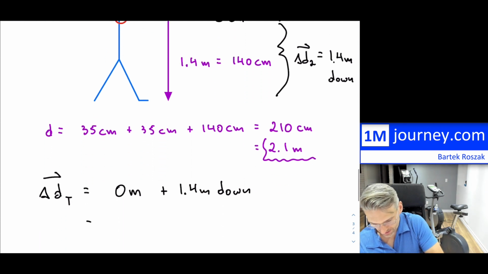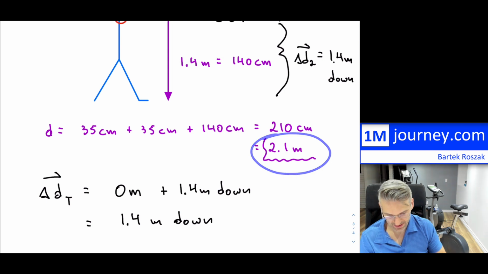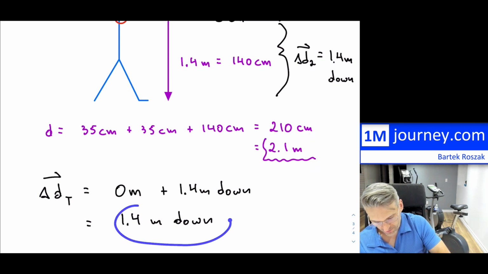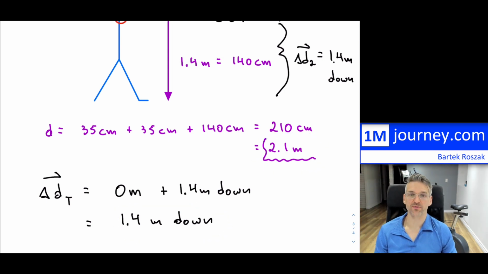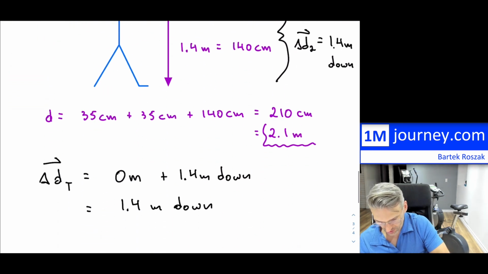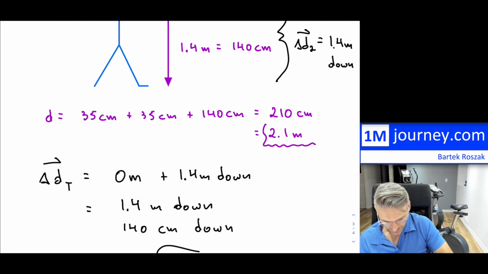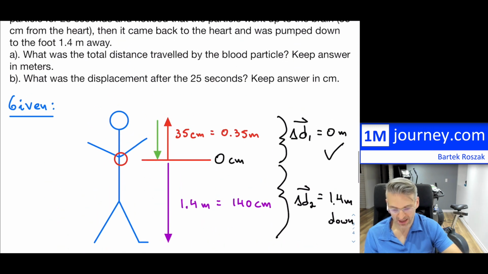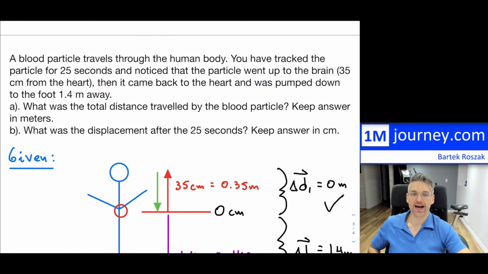Well, that's very simple for us to do. So indeed, it's going to be 1.4 meters down, which is definitely much different than our actual distance covered. So that would have been the measurement for our displacement. Now they want it in centimeters, so we can certainly change it to centimeters, which is 140 centimeters down. And that's how you would calculate these. So I hope that now you can see the difference between a distance and a displacement.